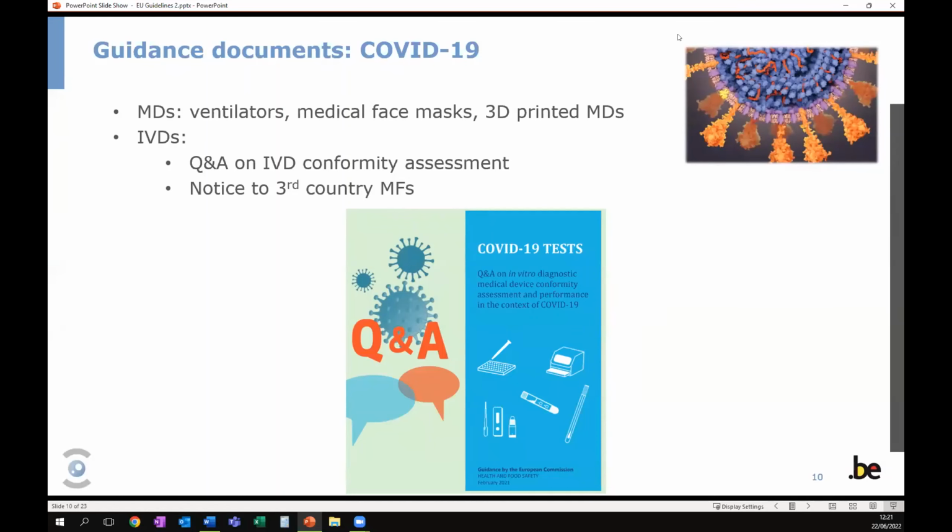And 2 quite general documents were published. The first one is a Q&A document that contains information on the conformity assessment for IVDs. And this document has also been translated in non-European languages such as Japanese and Chinese. And the other document is a notice to manufacturers specifically from outside the EU if they wish to place devices on the European market. And both documents were really needed as this COVID crisis produced a lot of new manufacturers from abroad that did not know about the European laws or legislation.